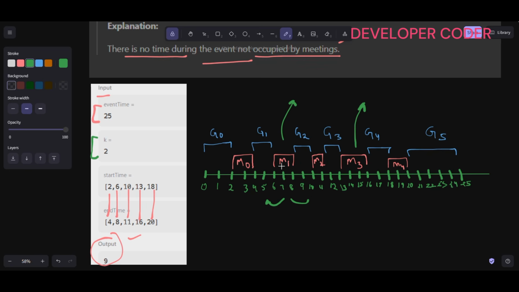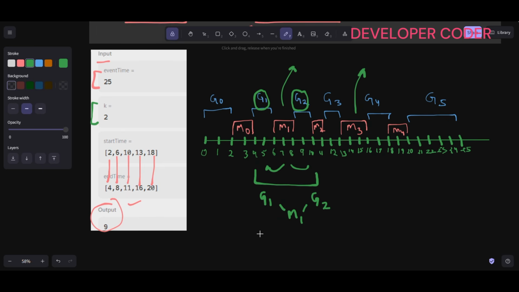If you see in this interval, I am only shifting m1. We have gap g1, we have gap g2, and we have meeting m1. Even if I am moving this meeting m1, right now the gaps are g1 and g2. We have to return the max gap. So let's say I merge this m1 with m0. My m1 is going to reach here, and now in this gap I will have g1 plus g2. This is the gap that I'm going to get, g1 plus g2.